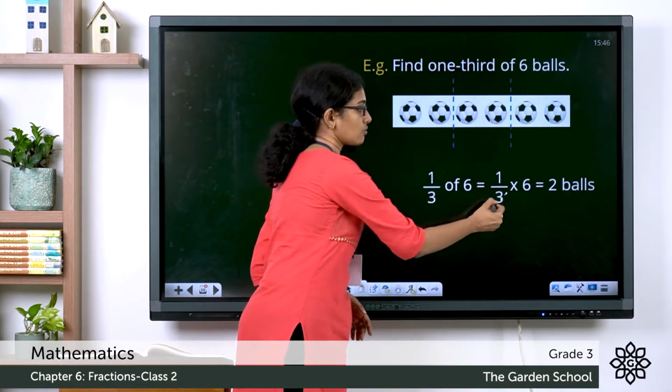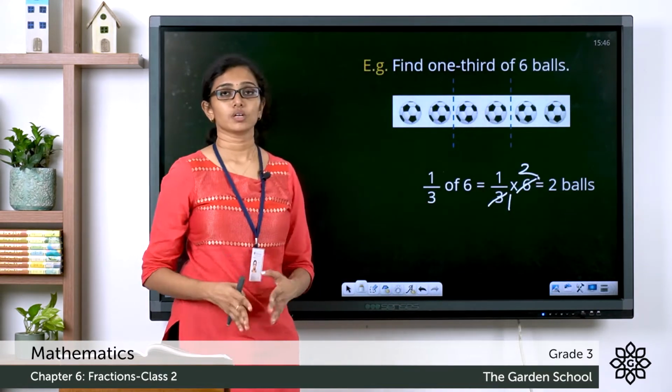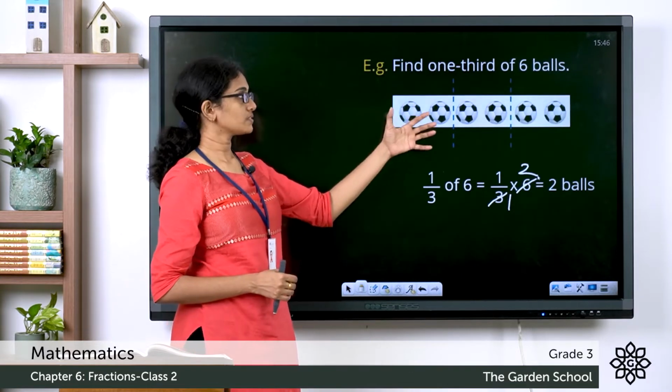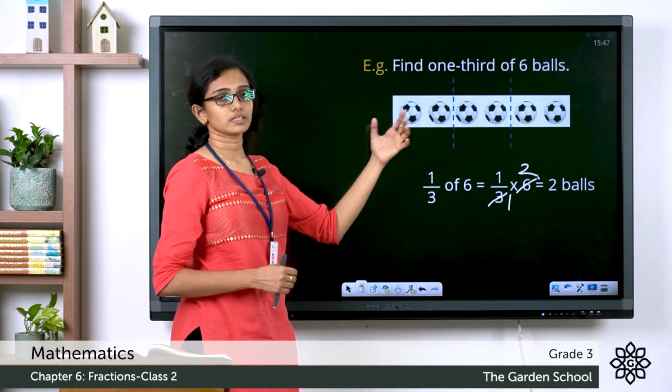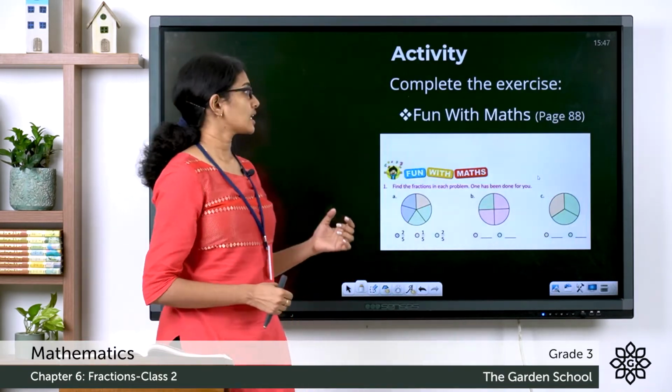balls. 3 divided by 3 is 1, 6 divided by 3 is 2. 1 into 2 is equal to 2 balls. So 1/3 of 6 means 2. So 1/3 of 6 balls will have 2 balls in it. Clear? Now the next example.